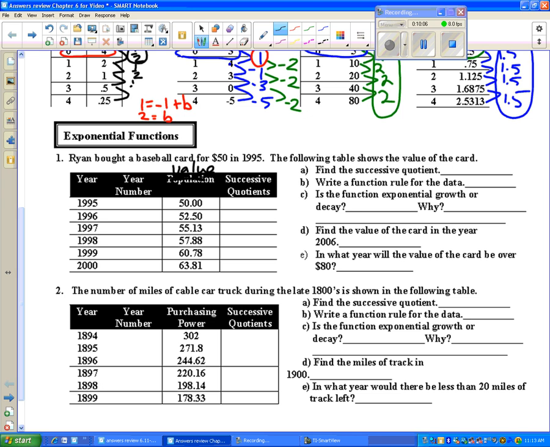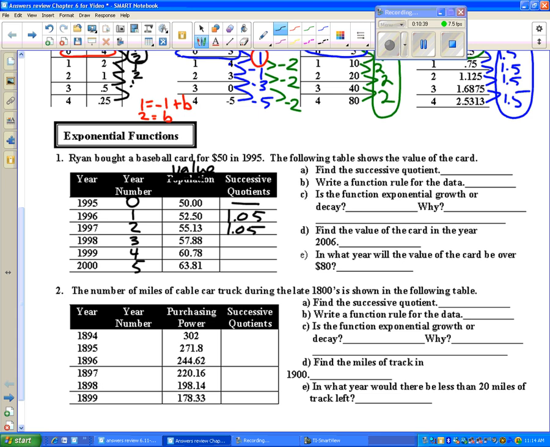Find the successive quotient. First of all, remember 1995 is year 0. This is year 1, 2, 3, 4, and year 5. My successive quotient: 52.50 divided by 50, I get 1.05. 55.13 divided by 52.50, I get about 1.05.